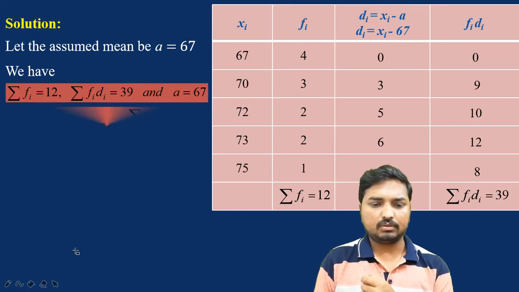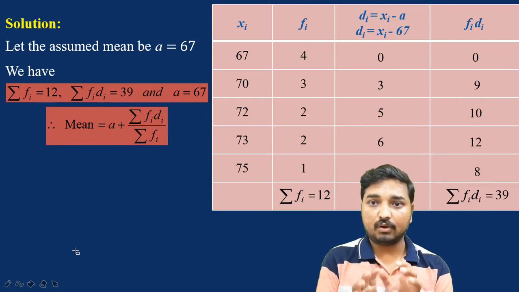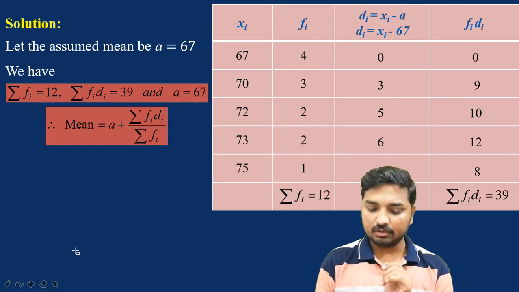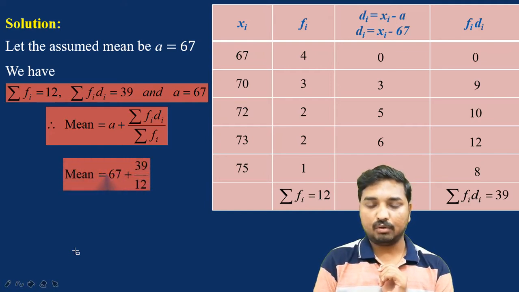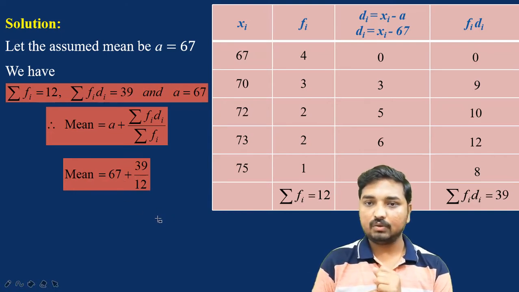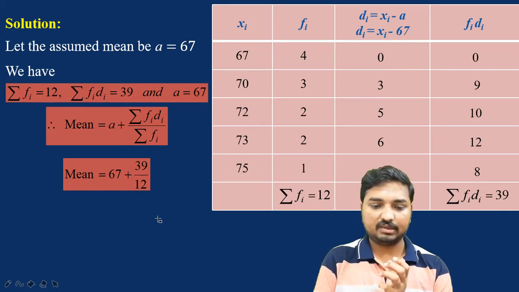Once again I'm going to write the formula to find the mean. This is the formula to find the mean by the assumed mean method. Okay, so now I'm going to substitute all these values. A means 67, the value of A is equal to 67. Summation fi di is equal to 39. Summation fi is equal to the sum of the frequency column, 12.